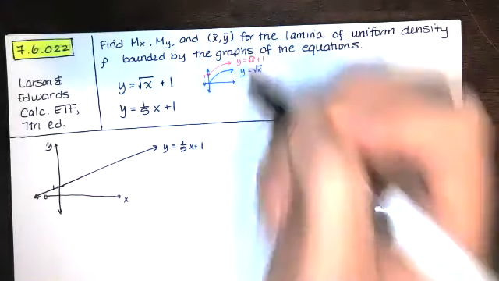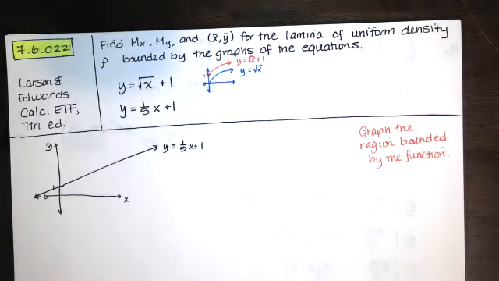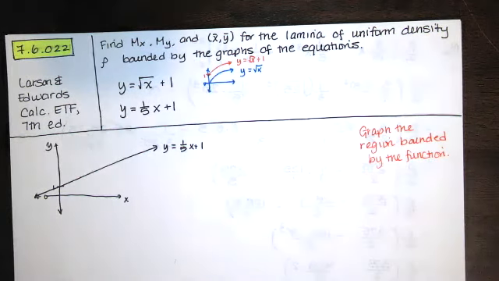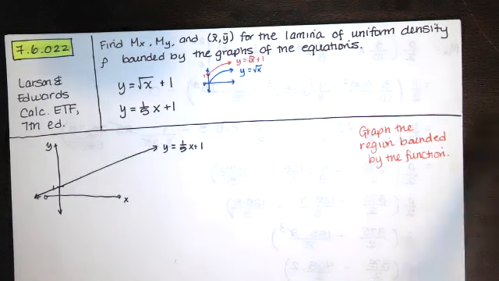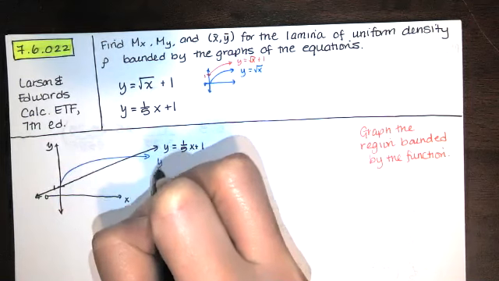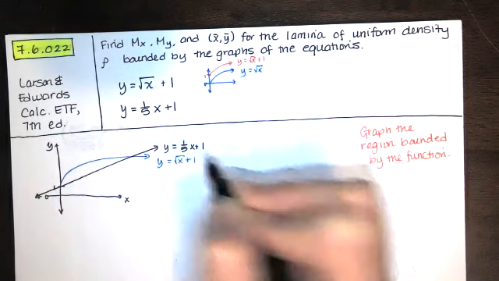Now, if you don't have this graph in your head, if you don't know what y equals the square root of x plus 1 looks like, you can always just plot points. I would choose perfect squares for values of x. So try x equals 0, x equals 1, 4, 9, 16, 25, and so on. And you can plot the points and then graph them with a smooth curve. And the curve is going to have that basic shape. So we're going to see something that looks roughly like that. That's y equals the square root of x plus 1.